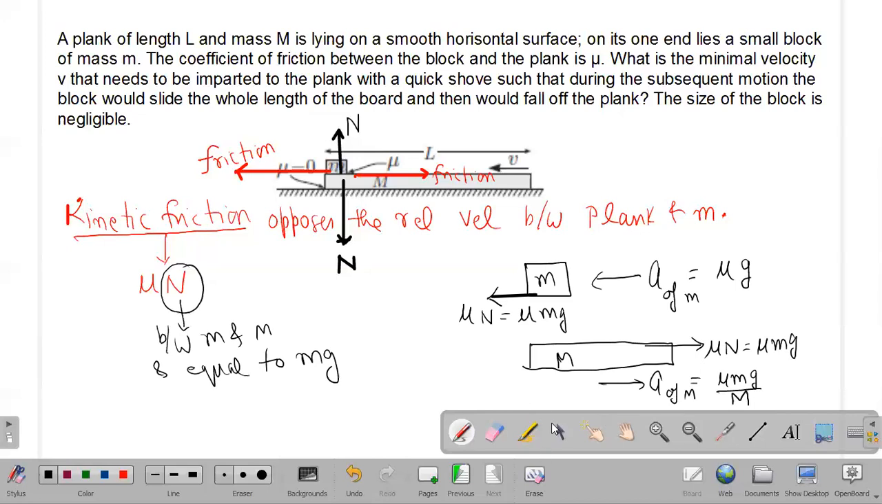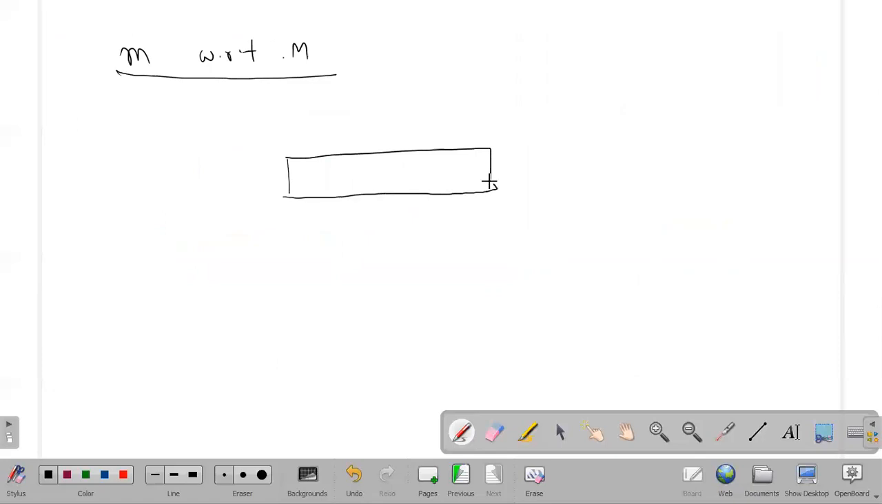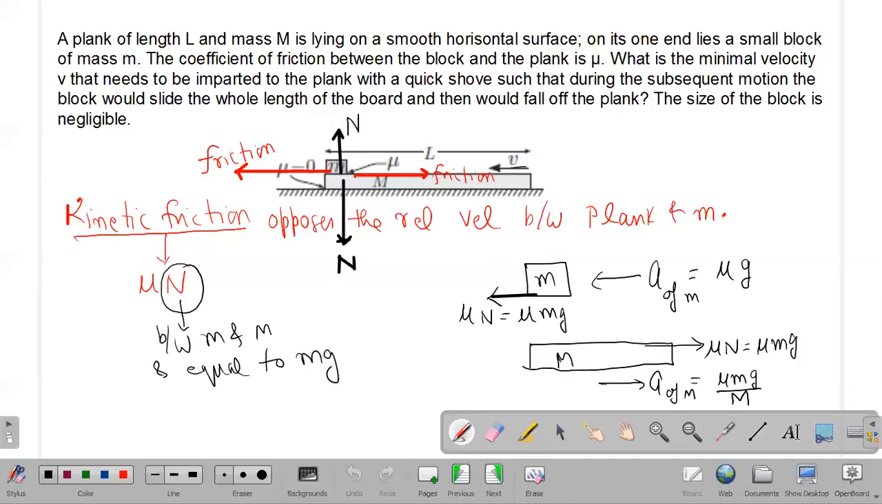Now I will consider motion of small m with respect to capital M. So considering motion of m with respect to capital M, this capital M mass and this little mass small m, we are considering the relative motion now. We are considering relative motion of mass m with respect to the capital M. Since capital M was moving to the left side with velocity v, whereas mass small m was at zero velocity.